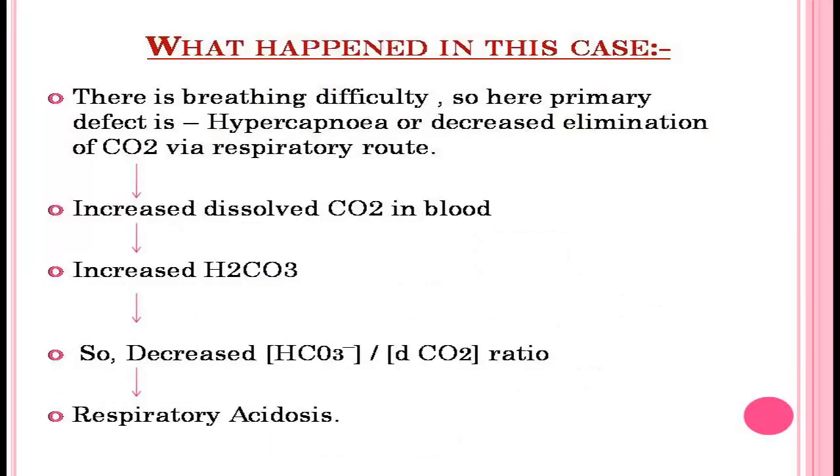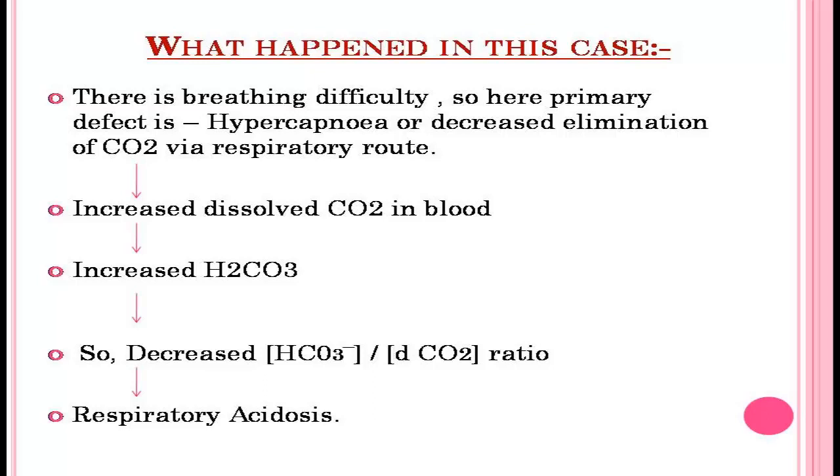So next slide. Now what happened in this case? That is, what is the pathophysiology here? How did respiratory acidosis occur here? In this chart it is given that the patient has breathing difficulty. So the primary defect is hypercapnia, or decreased elimination of carbon dioxide via the respiratory route. As the patient is suffering from shortness of breath, he is not breathing properly.